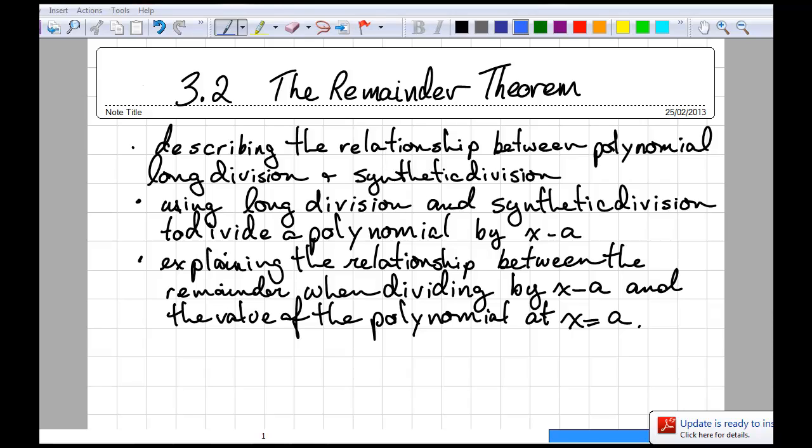So welcome back, grade 12s. Today we're looking at section 3.2, the remainder theorem. Once again, I encourage you to look at the focus on section at the beginning of each one of the topics that we study in Math 12.